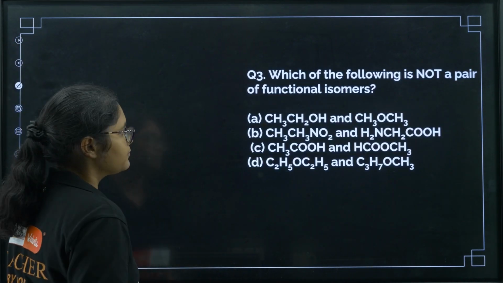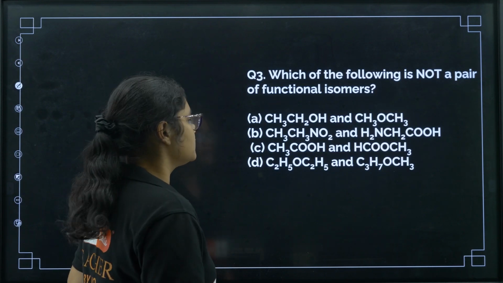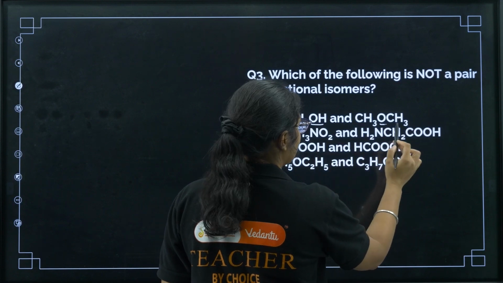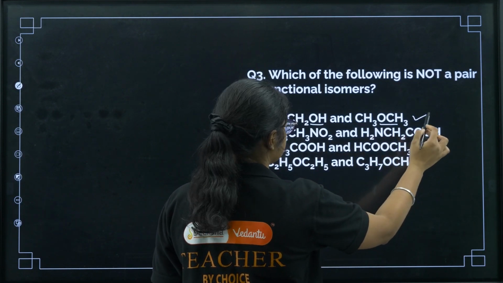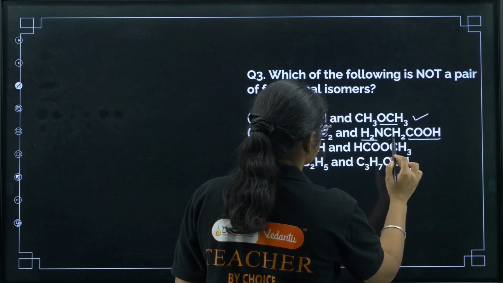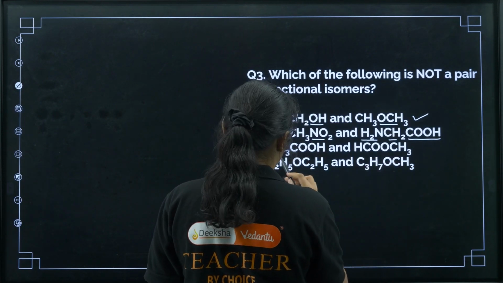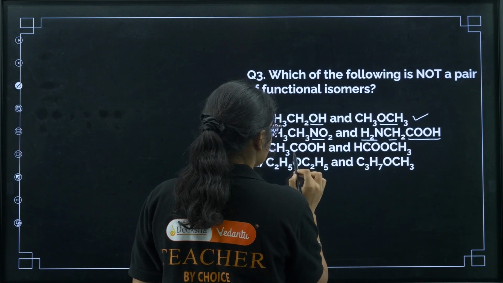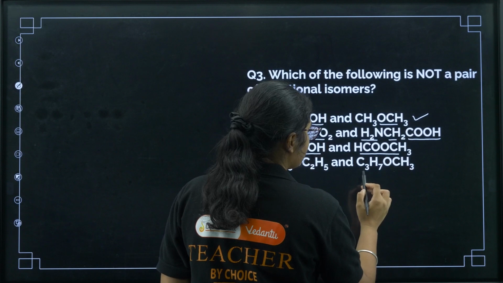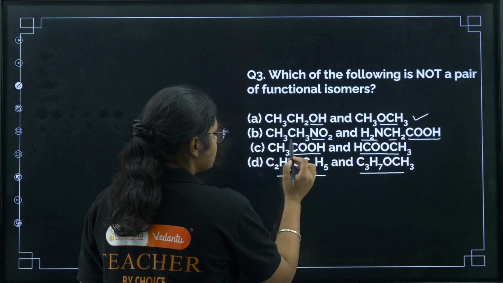Next, question number 3. Which of the following is not a pair of functional isomers? So functional isomers means there should be a difference in functional group. Here you can see OH and OCH3. These are alcohol and ether. So this is a functional group difference. Here you have NO2 and here you have NH2CH2COOH. Okay, let us see the other examples also. Here you have acid group and here you have ester group. Now you can see this one, this is also functional isomerism.